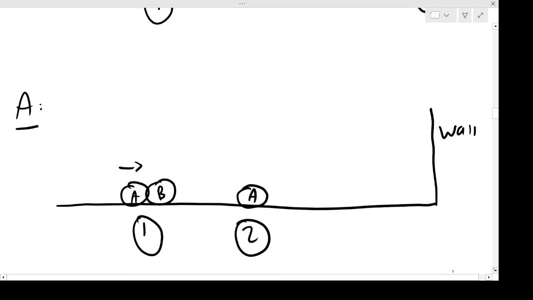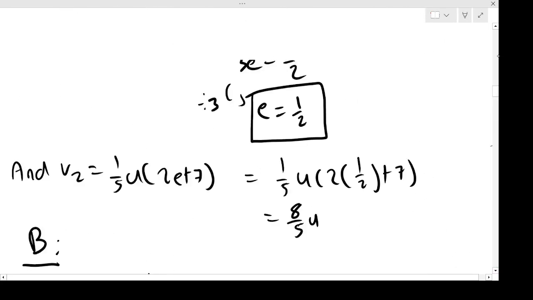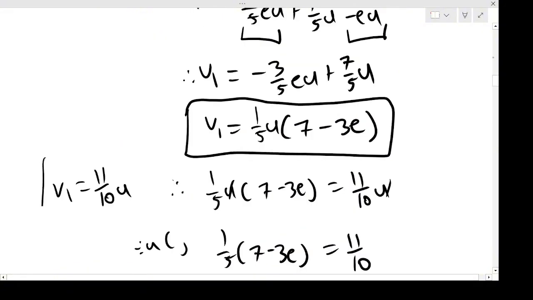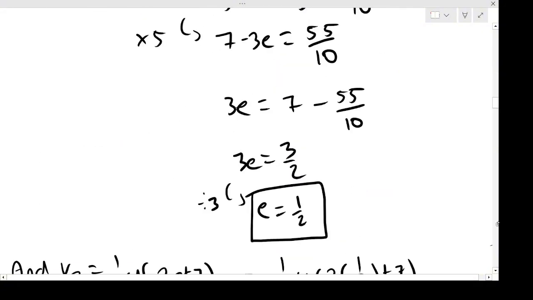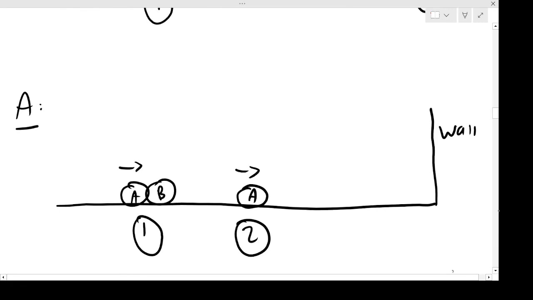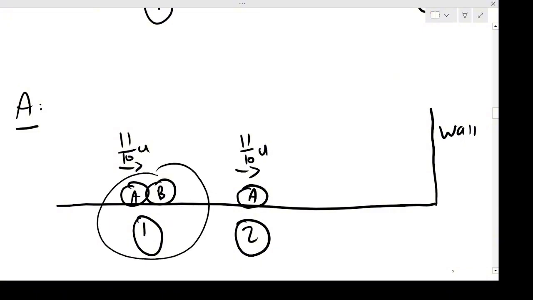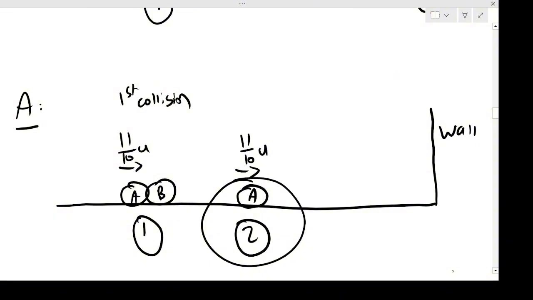And so A moves forward. What is the speed of A? Well, it's v1. But we discussed that v1 is 11 over 10u. Okay, so 11 over 10u is the speed of A here. Hopefully happy with the diagram for A here, right? So again, A and B start at the same point after the first collision. So again, this is my first collision. And then when B hits the wall at point 2, A is somewhere here at point 2 at that point in time. Hopefully happy with that then, right?